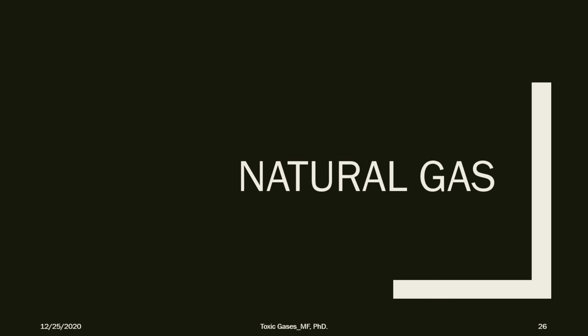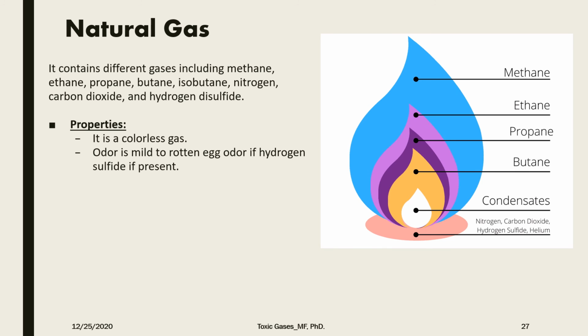Now we move to talk about another gas, which is natural gas. Natural gas contains a mixture of different gases, for example, methane, ethane, propane, butane, nitrogen, carbon dioxide, and hydrogen disulfide. Properties: it's colorless, and sometimes it has odor because of the hydrogen sulfide, if hydrogen sulfide is present in this natural gas.